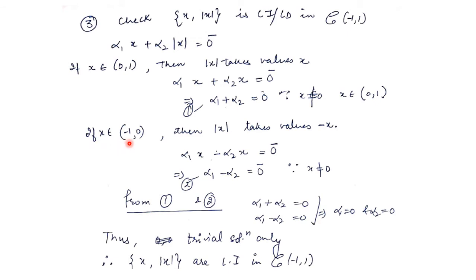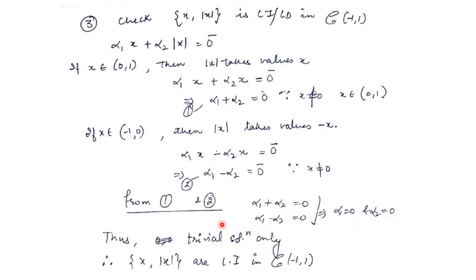Similarly, when x belongs to minus 1 to 0, the value of mod of x is nothing but minus x. So you can substitute mod of x as minus x, and you get this equation. Again, x is non-zero, so you can divide by x, and you get alpha 1 minus alpha 2 is 0. So you have two equations in two unknowns. Now you simplify these two equations. When you simplify them, you will get alpha 1 is 0, alpha 2 is 0.